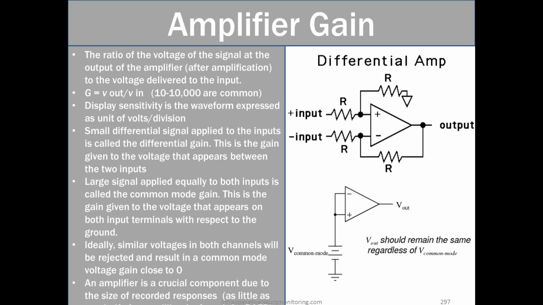Small differential signals applied to the inputs are amplified by the differential gain. This is the gain given to the voltage that appears between the two inputs. Large signals applied equally to both inputs are amplified by the common mode gain. This is the gain given to the voltage that appears on both input terminals with respect to the ground. Ideally, similar voltages in both channels will be rejected, resulting in a common mode voltage gain close to zero. An amplifier is a crucial component due to the size of the recorded response. Remember, we have that little tiny bare, as little as one half of one millionth of a volt for bare.